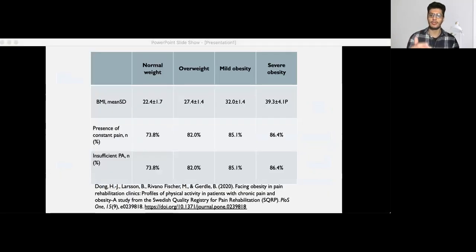The Swedish Quarterly Register for Pain Rehab conducted a study that showed low physical activity levels and obesity to be related with high mechanical pain, activity limitation, and low functional capacity. This is a chart from the study that has the BMIs of the participants and what they would be categorized as based off that BMI. As you can see, the more severe the obesity was, the more pain and less physical activity those participants did.